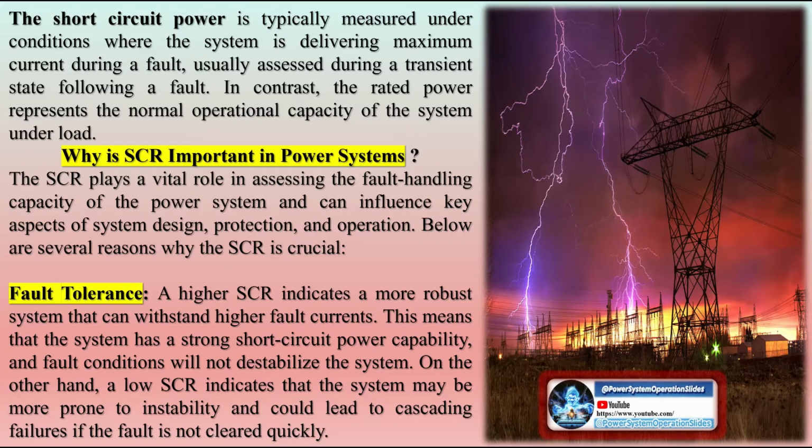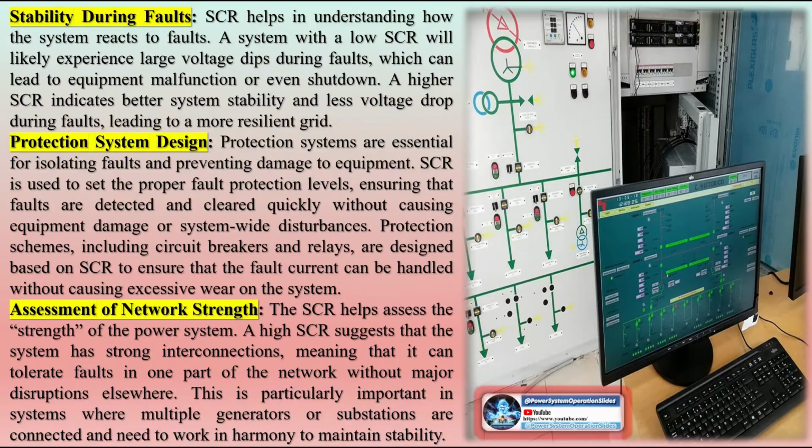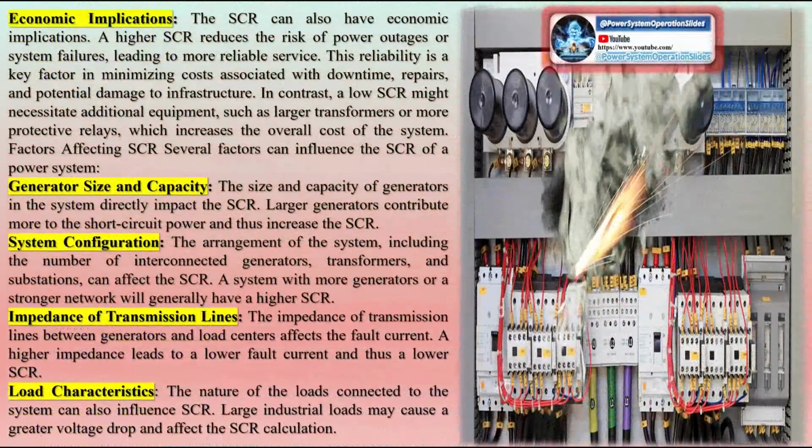The impedance of transmission lines between generators and load centers affects the fault current. A higher impedance leads to a lower fault current and thus a lower SCR. The nature of the loads connected to the system can also influence SCR. Large industrial loads may cause a greater voltage drop and affect the SCR calculation. The SCR may vary depending on the type of fault: single-phase, three-phase, or ground fault, because different faults lead to different fault currents, influencing the short-circuit power.